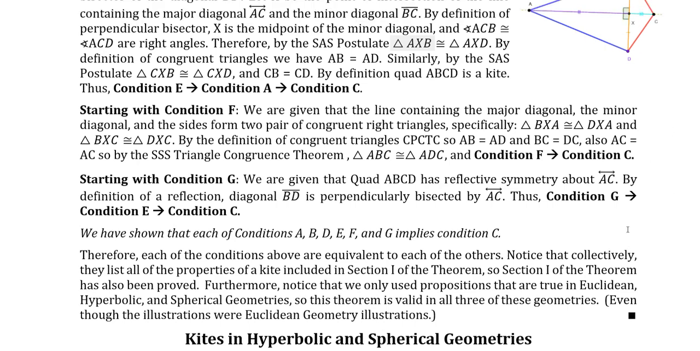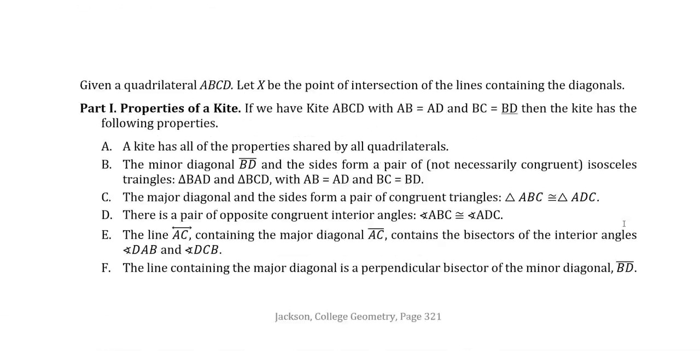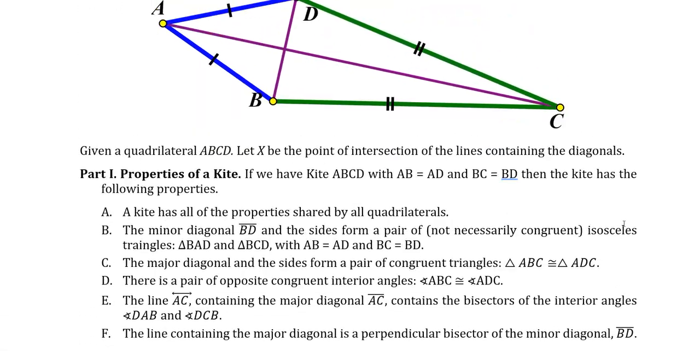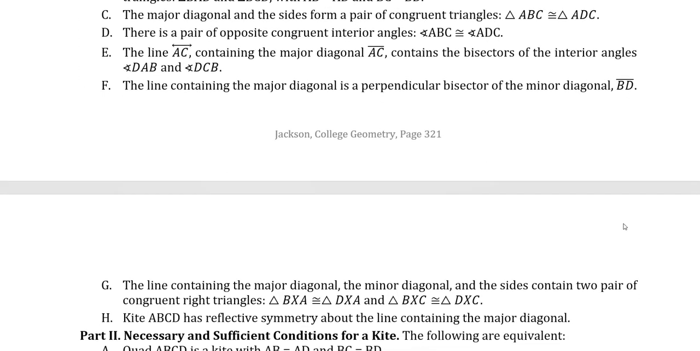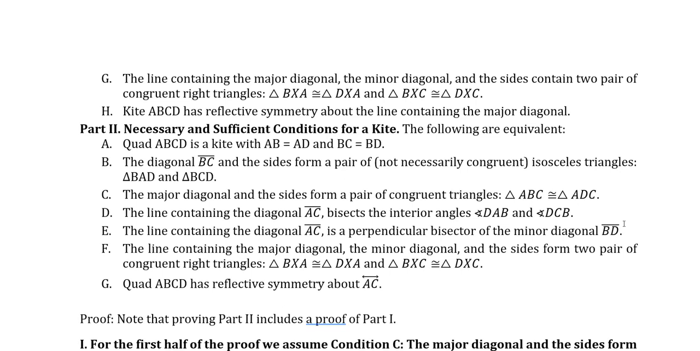So we have proved the properties of a kite theorem. There again, there are the properties, some more, and that these are equivalent to each other.